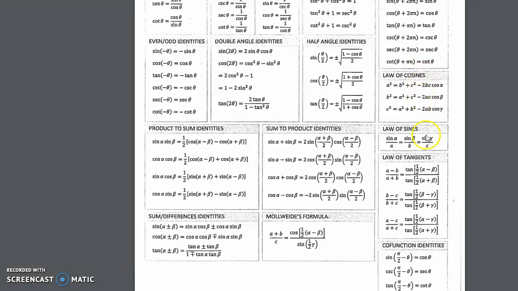So with that formula sheet, if we have two angles and two sides, where my angles are the Greek letters and my sides are the lowercase letters, I use the law of sines. If I have three sides and one angle, I use the law of cosines.